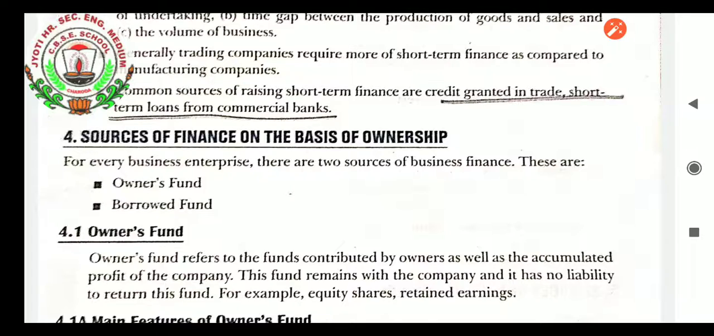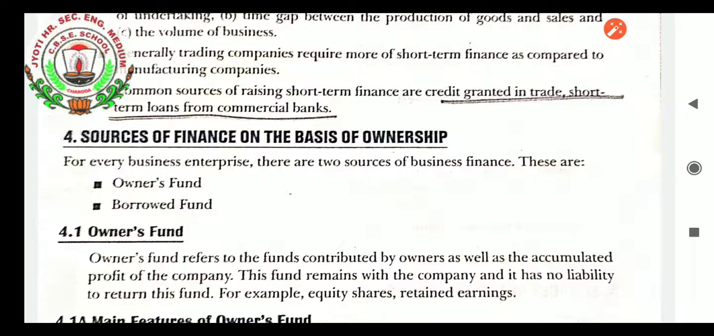Those who purchase shares of the company become the owners of the company. The money which is invested by them is known as owners fund. So owners fund is nothing, students, but the fund contributed by the owners as well as accumulated by the profit of the company. It is known as owners fund.